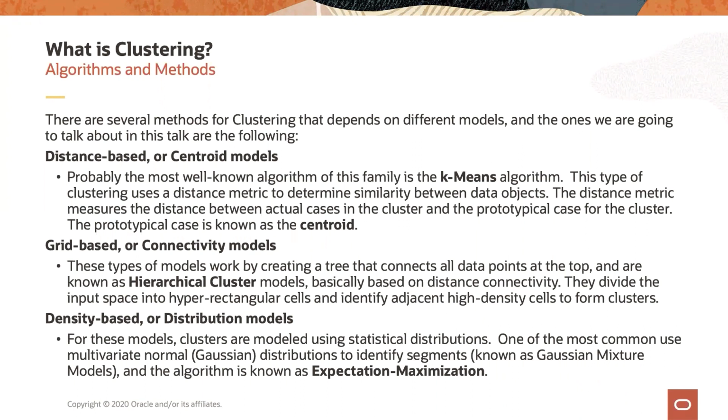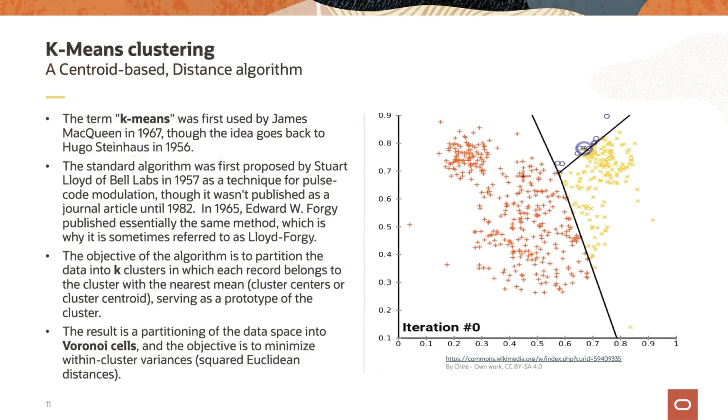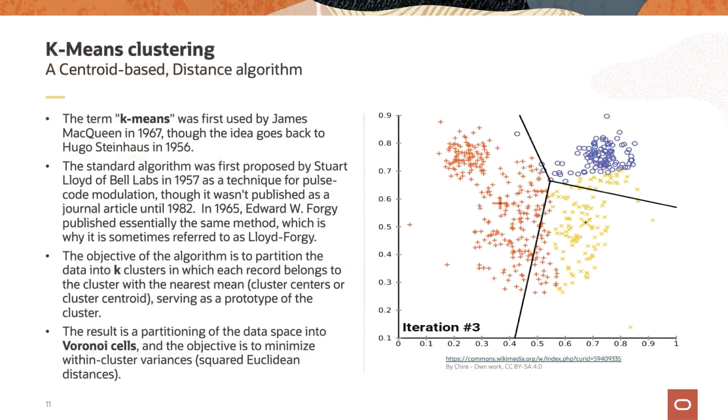And then you have density-based methods, which are probably the more modern ones: expectation maximization, the Gaussian mixture models, things along those lines. So basically the k-means method, and I have an animation on the right to show you more or less what it does.